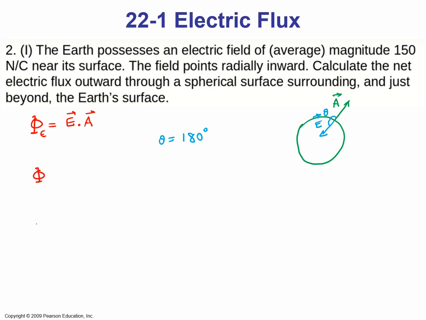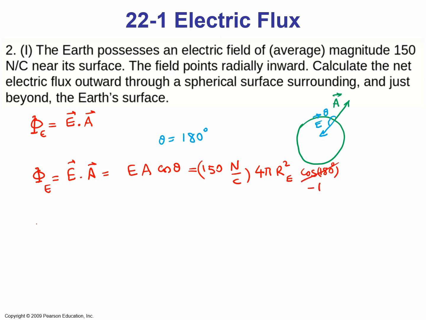Okay, so let's plug in the numbers. We have E dot A, these are vectors, which means that we have the multiplication of the magnitude of the electric field times the magnitude of the surface times the cosine of the angle between these two, which is 180 degrees. And this is equal to 150 Newton per Coulomb multiplied by 4 pi r squared, where r is the radius of the Earth, times cosine of 180 degrees, which is equal to -1. The radius of Earth is 6.38 times 10 to the 6 meters. And if you plug in all these numbers together, the flux of the electric field toward the surface of the Earth is minus 7.7 times 10 to the power 16 Newton meter squared per Coulomb.